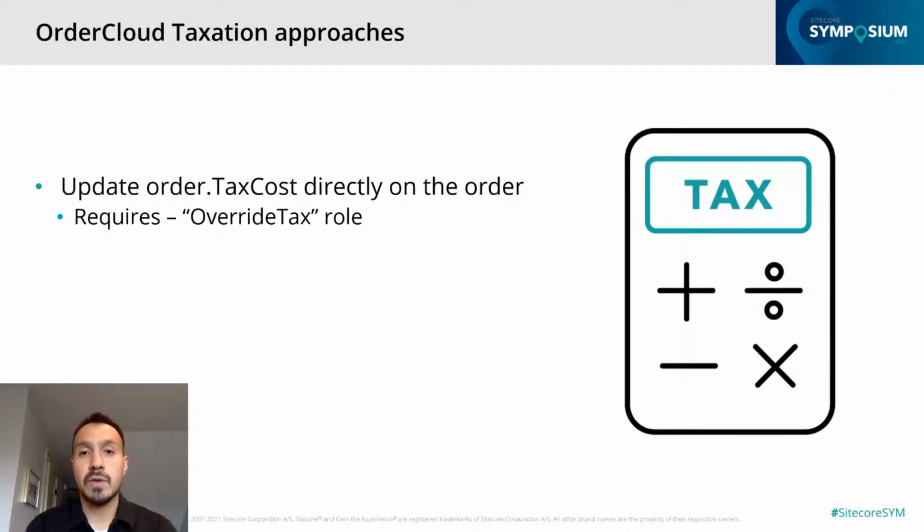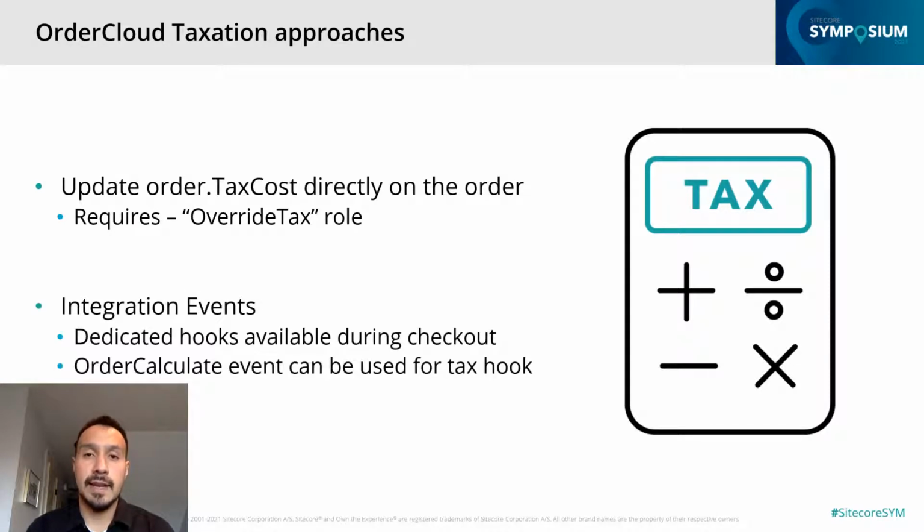In recent years, we've also added support for a feature called integration events. And integration events are dedicated plugin points that occur during checkout that allow you to do things like update tax. One of the integration events specifically is called Order Calculate. And Order Calculate will get triggered basically anytime anything about your order changes that would require a new order calculation. And so let's say something changes about your order. If it does, then OrderCloud will call out to your custom endpoint and ask it a pretty simple question. What should be the new tax cost on this order?